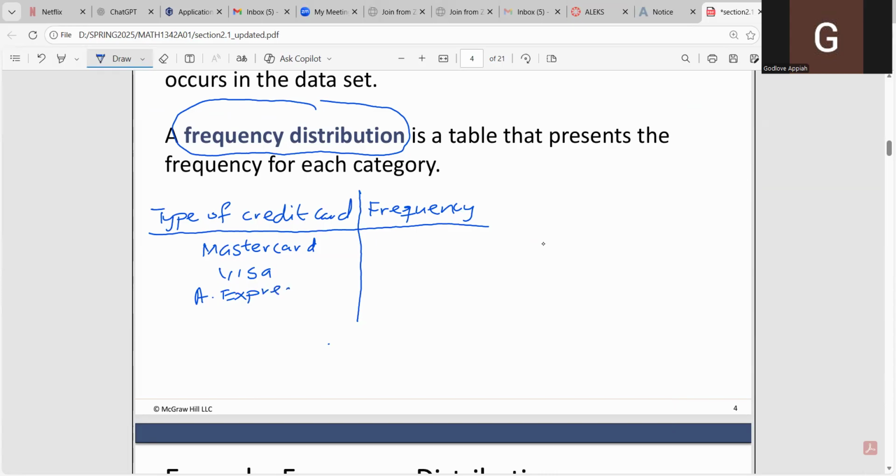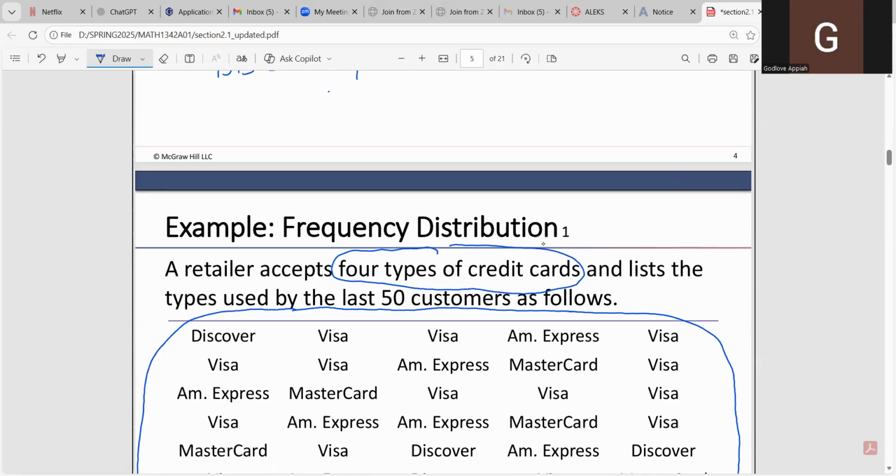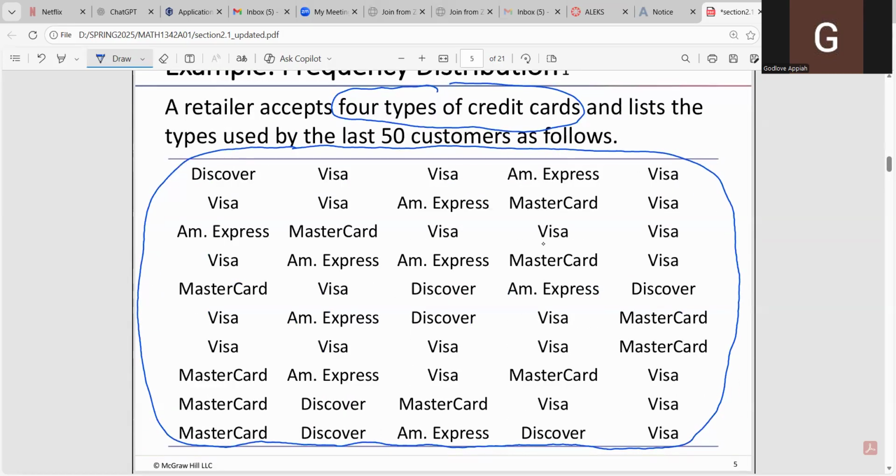And the third one is going to be Discover. So these are the different categories that are in this data set. All right, so now to come up with the frequencies, what we have to do is to go into the data set. So when a data set is presented to you like this, we call this a raw data set. It is raw because you cannot easily make meaning out of this data unless you put it in a very presentable form or in an organized form.